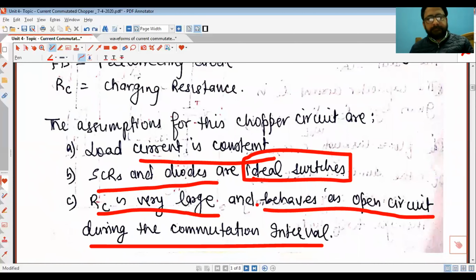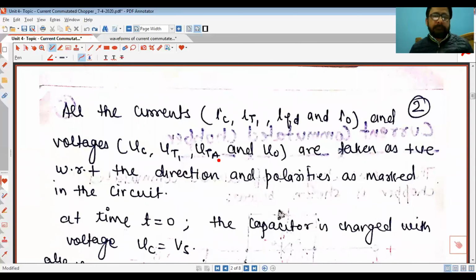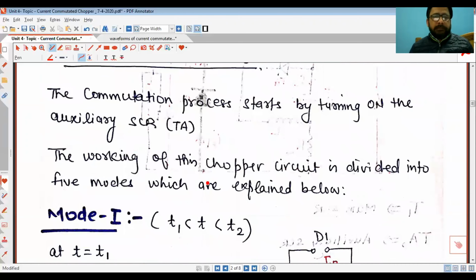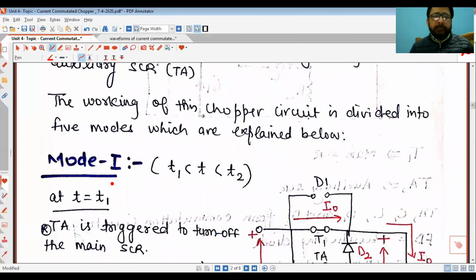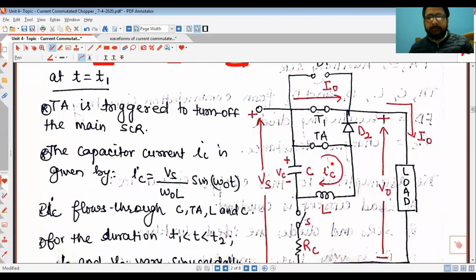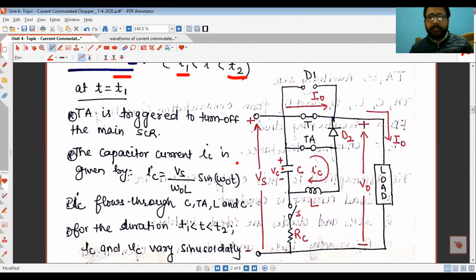Now, all the currents and voltages are positive as marked in the circuit diagram. The working of this particular chopper circuit is explained in 5 modes basically. Mode 1 starts from t equal to t1 and ends at t equal to t2. The circuit diagram of the chopper in mode 1 is given here. So let us see what actually is happening here.